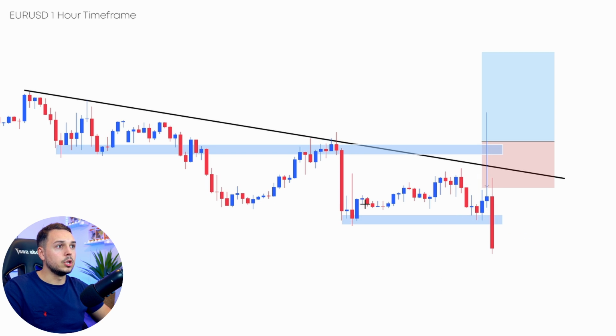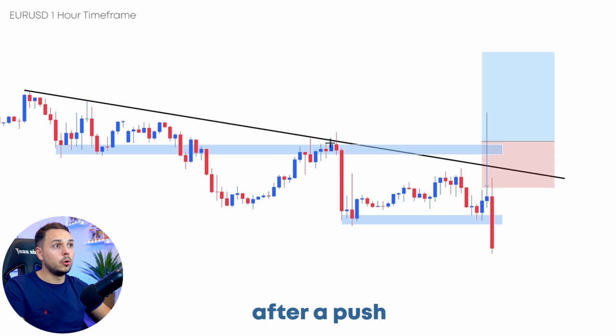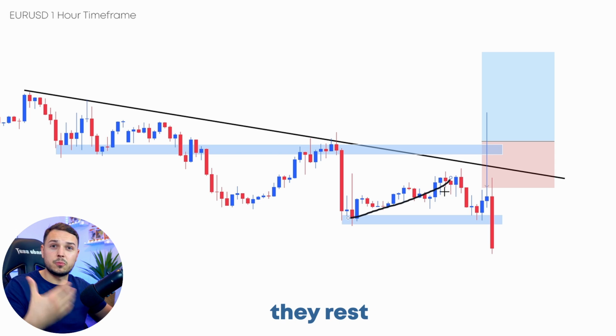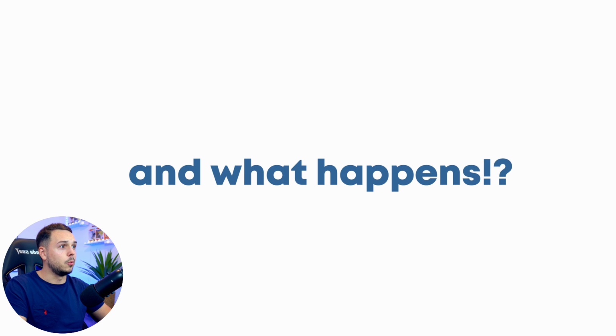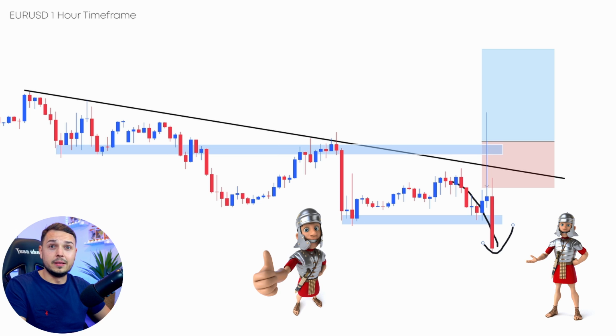Just look at what happened just over here. Although it closed lower than here, it didn't straight away go down because it didn't have the build up, right? After a push, there's an exhaustion. Imagine the candlesticks being like a Roman army. They need to relax and rest and recoup before they can actually prepare for battle properly. So they have the exhaustion just over here. They rest, they relax. The bears are in the market, the Roman soldiers, and what happens? It dips down nicely and they take over another part of the world.